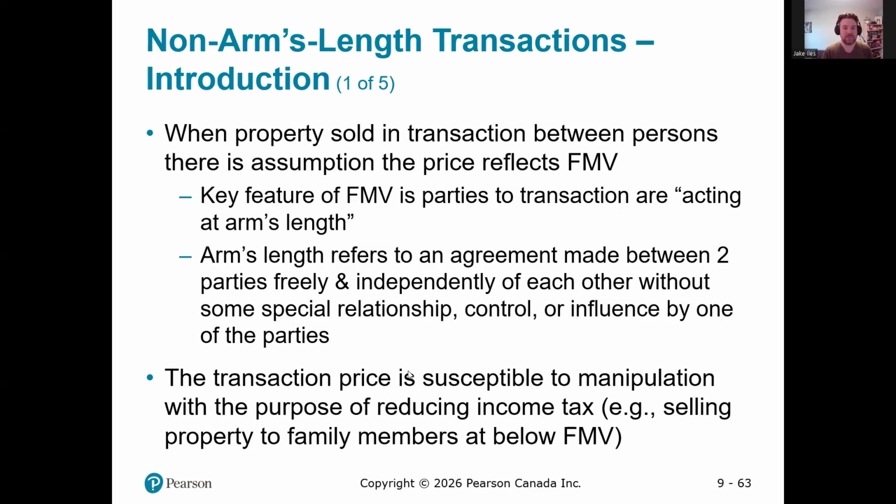The transaction price is susceptible to manipulation with the purpose of reducing income tax once someone's selling property to family members, especially if they're selling it for below fair market value. If I took this thing to the market, I could sell it for $30,000, but you're my brother or cousin or uncle. I'm going to give you a break on it. I'll sell it to you for 20. So what does that mean from a tax perspective?